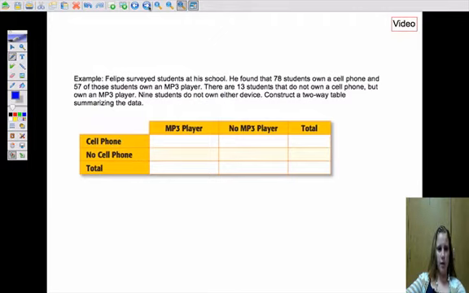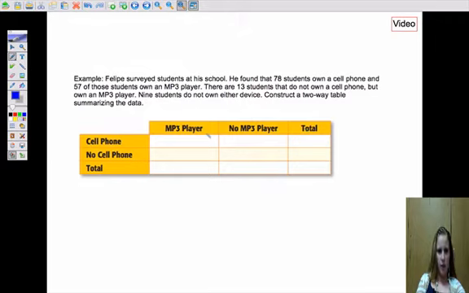So let's get right into an example here. Felipe surveyed students in his high school. Before we actually get started on what Felipe did, let's take a look at the table. Okay, we have cell phones, no cell phones, total, MP3 player, no MP3 player, total. So I'm thinking we're looking at who has cell phones, who has MP3 players, and who doesn't.